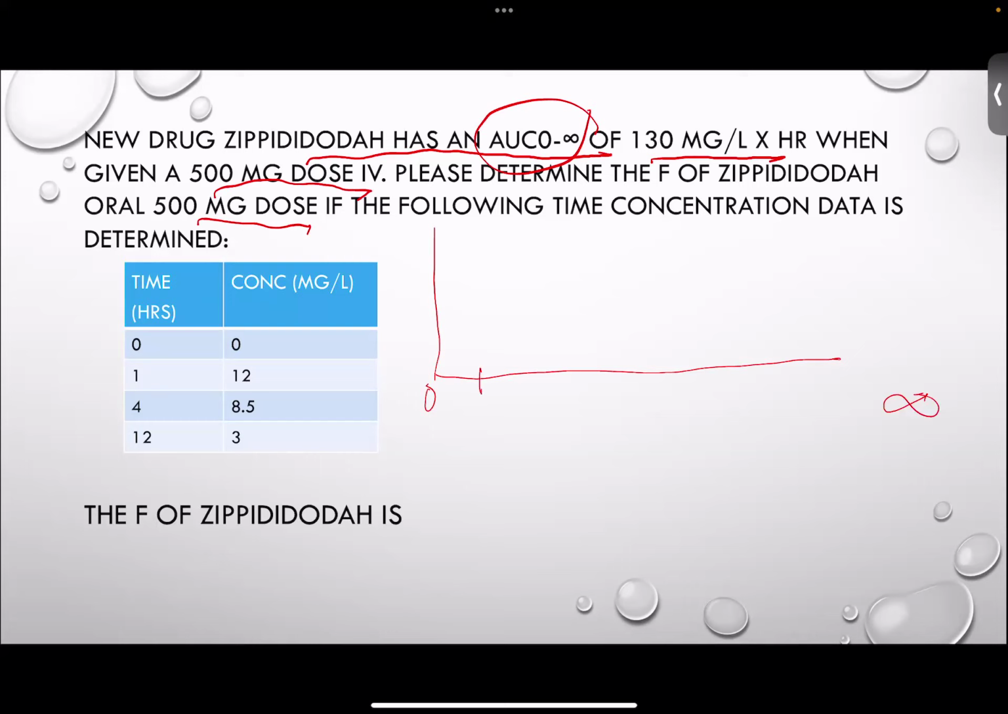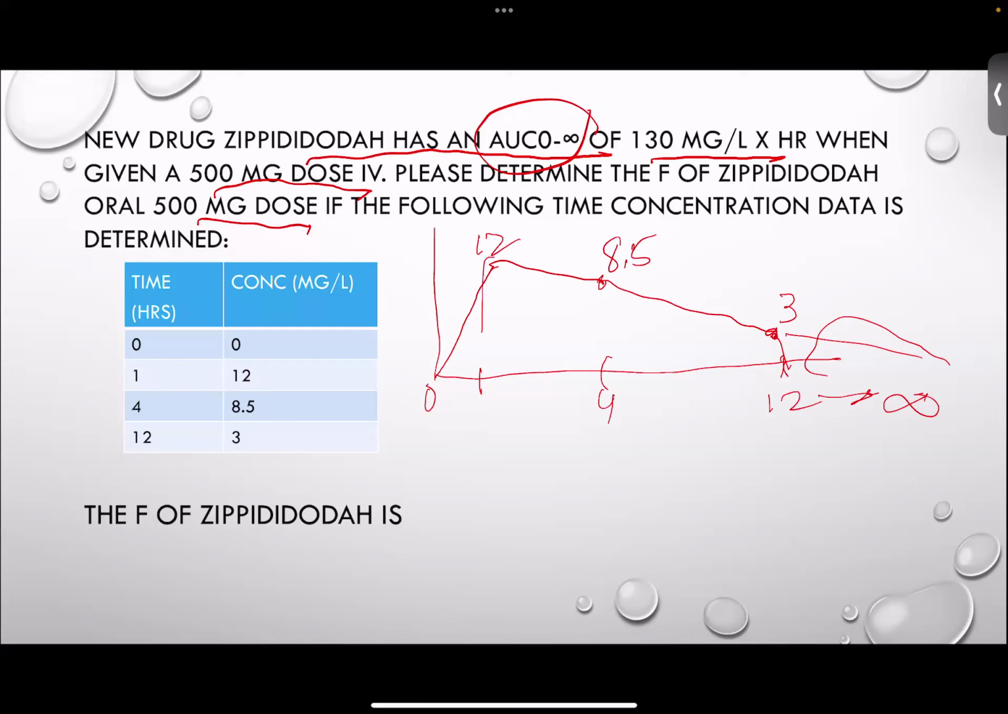At 1 hour, the concentration is 12. At 4 hours, concentration is 8.5. At 12 hours, the concentration is 3. And then we'll have to do this in last dose or last concentration to infinity.